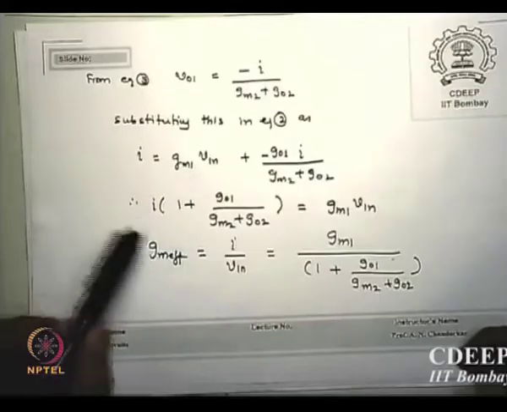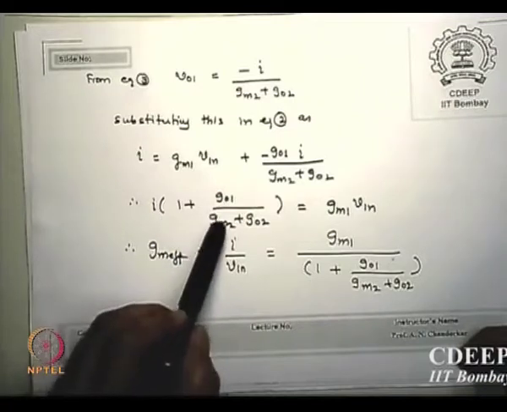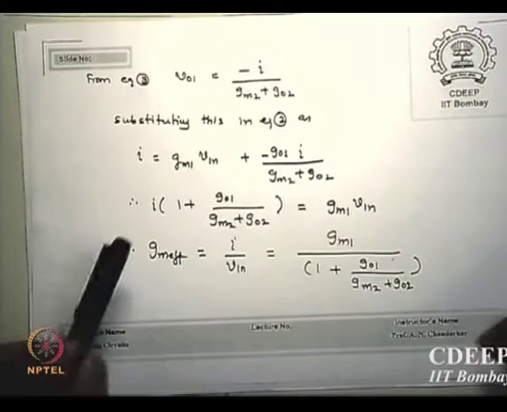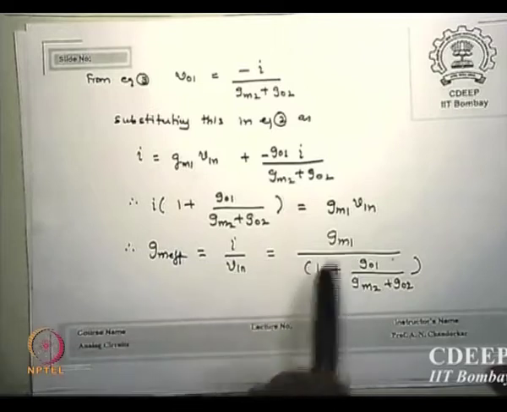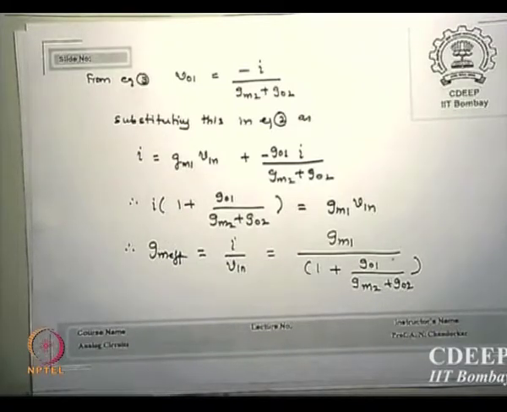So if I collect I terms, I times 1 plus GO1 upon GM2 plus GO2 is equal to GM1 Vin. Under what condition have I derived this? VO is the external VO, a fixed DC value, therefore AC VO is 0, and in that case I by Vin is GM effective. So GM effective is I by Vin, GM1 upon this quantity. Is that correct? So I have now derived the expression for GM effective, and the condition I have made. What was the condition they wanted me to say? That VO is 0. So I have made VO 0 and I solved the equation and I got my GM effective.